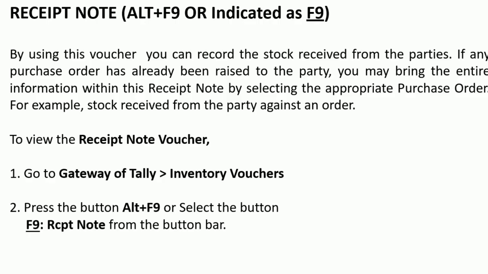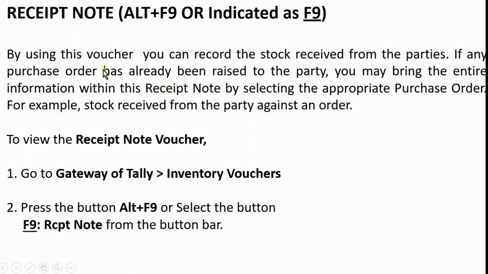Next is receipt note voucher. Receipt note is related to purchases. Maybe after purchasing the items, you will keep those items in the godown. That means in the bigger companies or bigger organizations, what happens? First, items will come into the godown. Afterwards, they will record that purchase voucher in the books. By using this voucher, we can record the stock received from the parties.